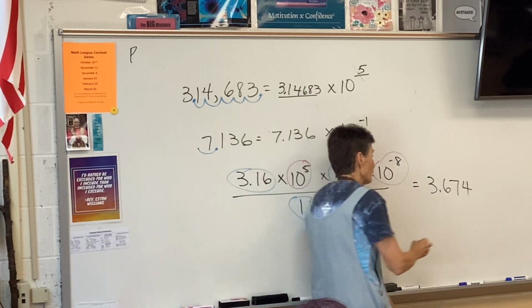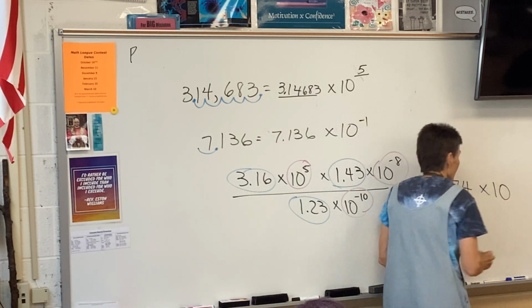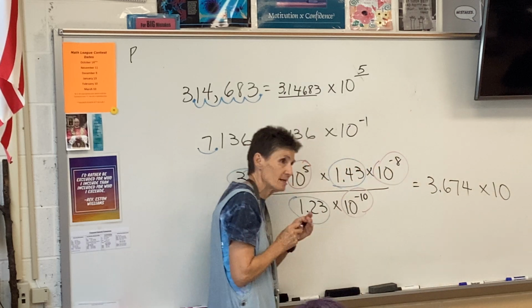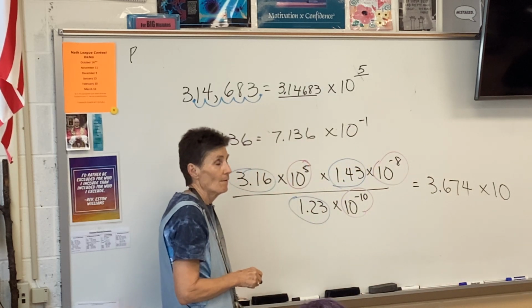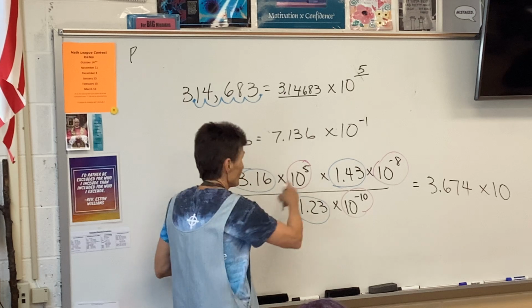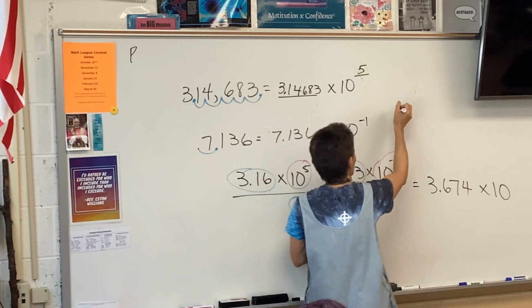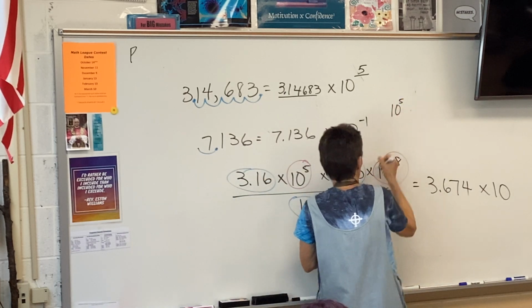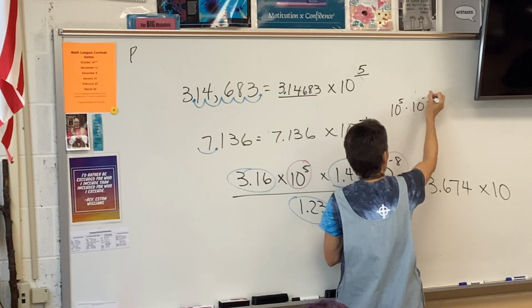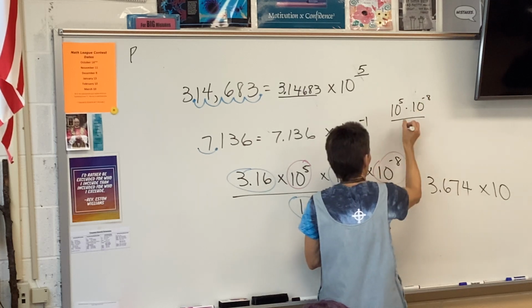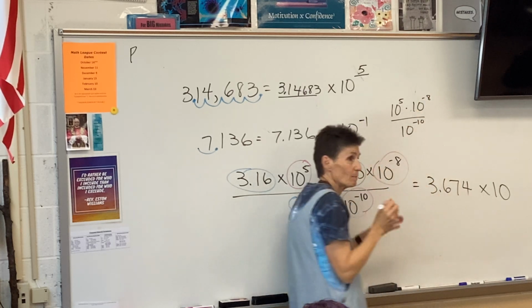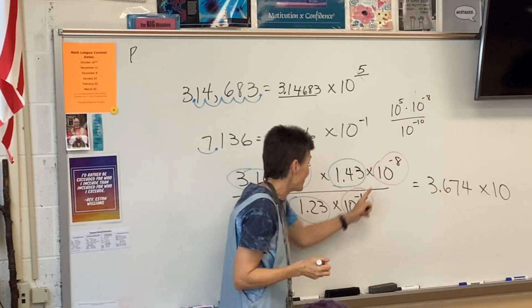Now I need to deal with the pink part. I need to figure out how many tens I have. So in the problem, I'm going to look at just my tens over here to the side. I've got 10 to the 5th times 10 to the negative 8 over 10 to the negative 10. Would everybody agree that those are the tens? The pink things I've got.